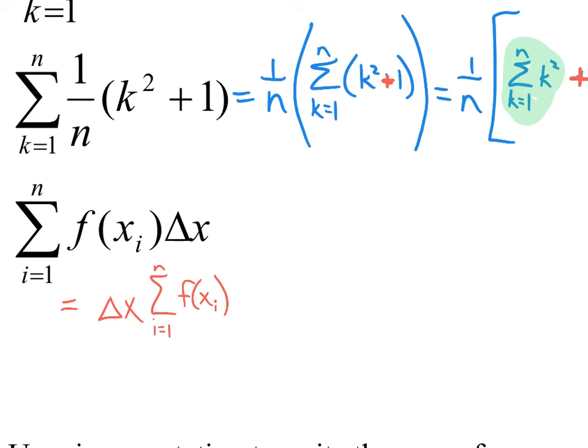Now, we'll explain that later, all right? It's okay if you don't understand that now, but I want you to make sure you understand the notation. We have delta x times f of x sub 1 plus f of x sub 2 plus f of x sub 3 all the way up to the last one, f of x sub n.